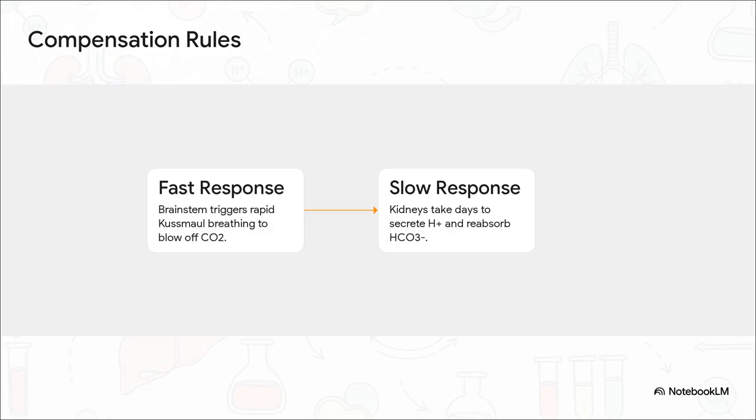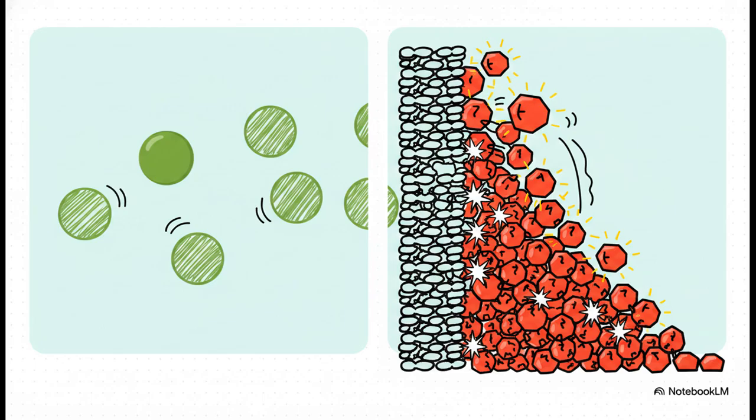Step 2 is slow. The kidneys take a solid 2 to 4 days to fully ramp up. This is because they can't just exhale a gas. The kidney cells have to undergo complex cellular metabolism to actively synthesize fresh bicarbonate and forcefully secrete hydrogen protons out into the urine. Now, let's look at a true medical hack. Understanding exactly how buffers work allows doctors to manipulate drug delivery through a brilliant concept called ion trapping.